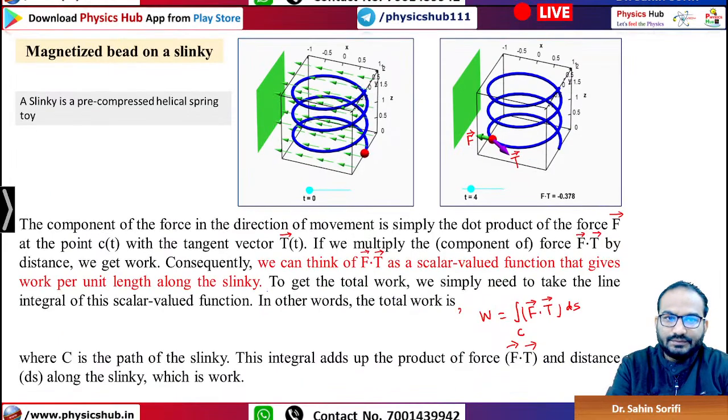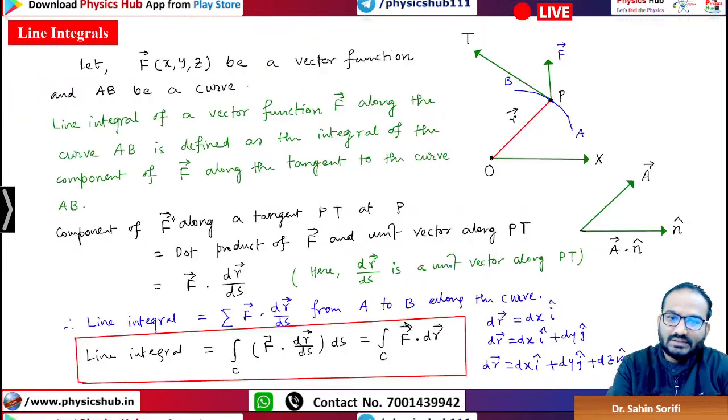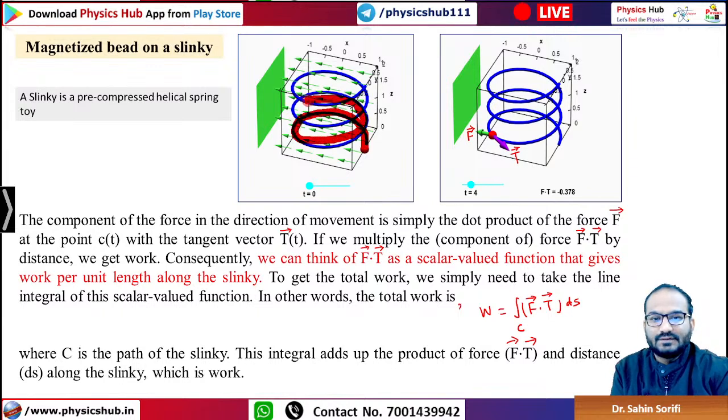Now let me give you an example of this line integral: a magnetized bead on a slinky. This is a good example to give you the idea of line integral. If you consider this function to be a function of force, then this line integral will give you the work done. Look at this magnetized bead on a slinky. A slinky is a pre-compressed helical spring toy. You can see this is the slinky, and a magnetic field has been applied here.